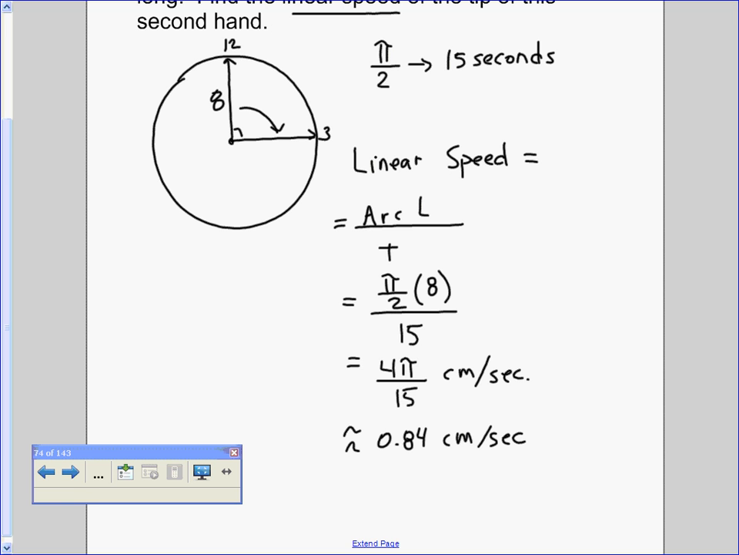Okay, again, so we have the arc length here, and we get the arc length by taking our angle theta, which in this case was pi over 2. We just chose one randomly, times 8, which is going to be our radius, over our amount of time, which is here, just 15.